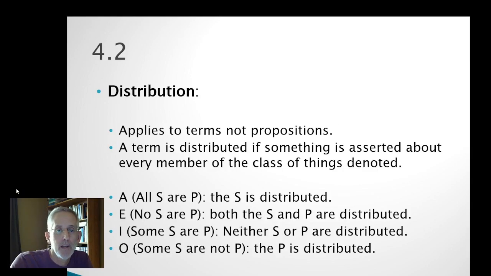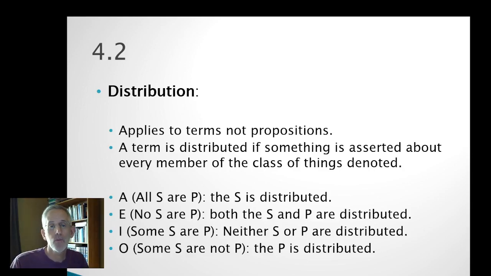Okay. And then finally we have distribution. This is a little more complicated, but it's really important to understand distribution because we'll be using it next week to determine whether arguments are valid or invalid. So distribution applies to terms, not to entire propositions. That means that when we're talking about something being distributed, we're talking about either the S or the P itself in the proposition. We're not talking about the entire proposition itself. S could be distributed, P could be distributed, but the entire proposition would never be distributed.